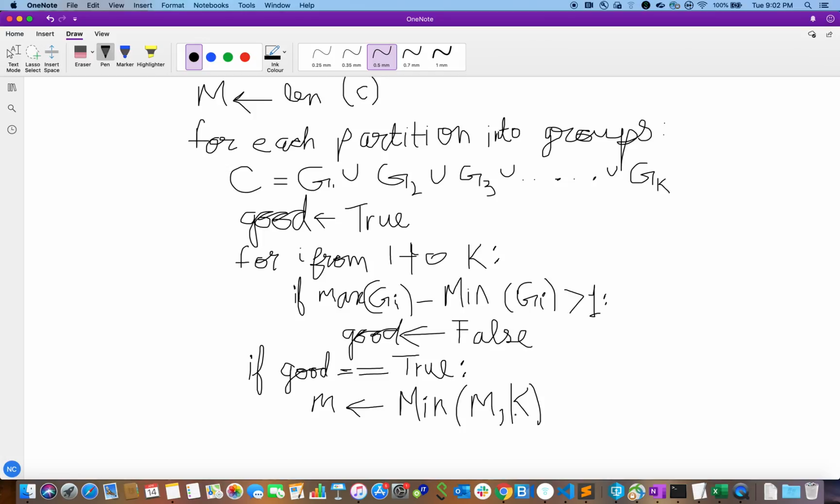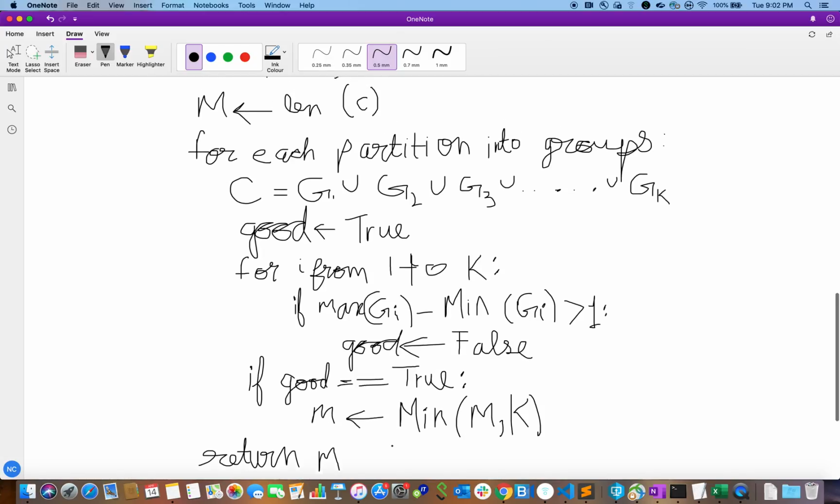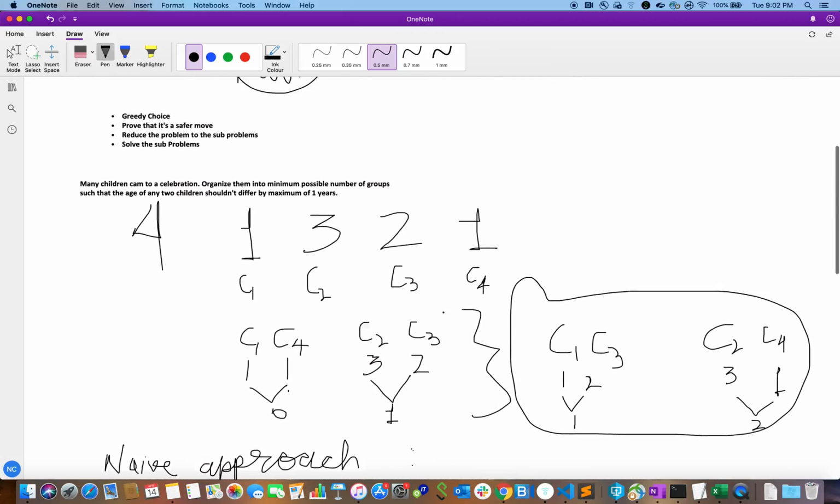So k can exceed the length of set C, because it can create a situation where the subsets contain an empty set. In that situation k will exceed the length of the set provided. So it will have the minimum number of sets that can be formed, and after each partition into groups we need to return what we just computed here. So this is a general approach to the given problem.